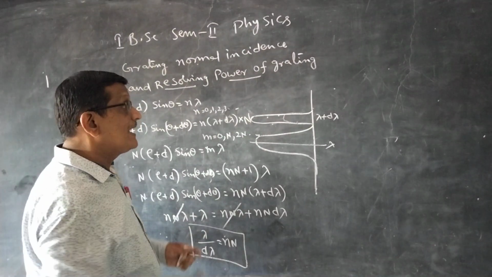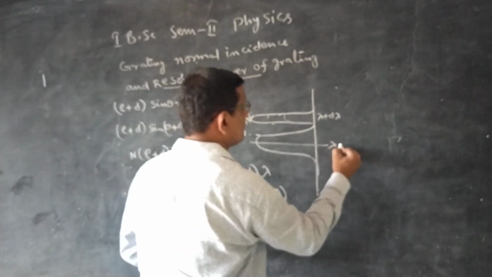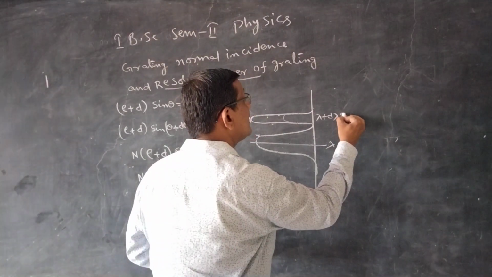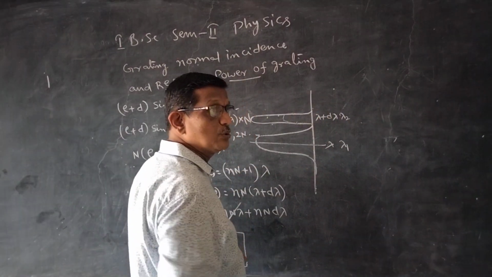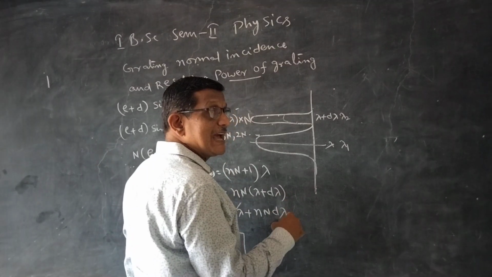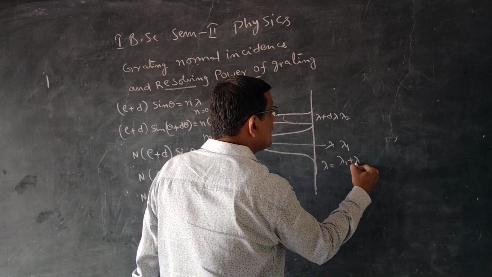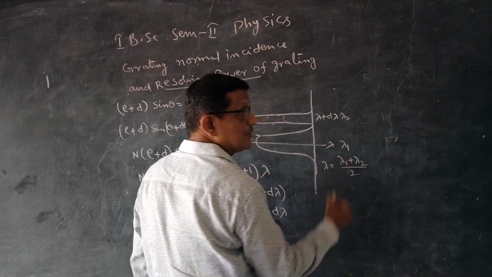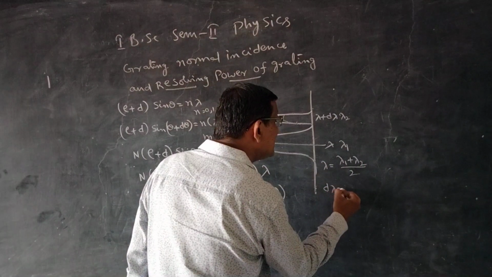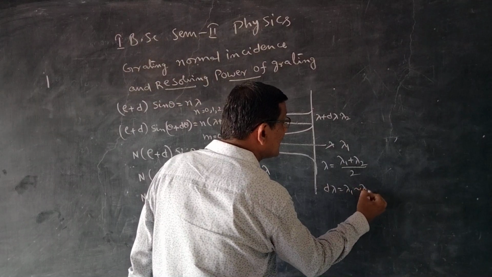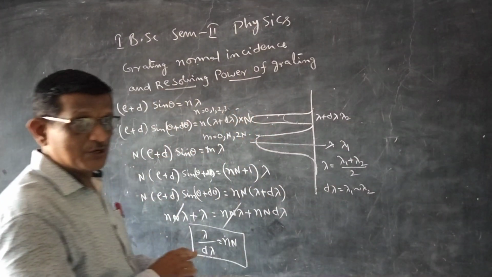What is lambda? Here, for one line, let the wavelength be lambda 1 and for another line, let the wavelength be lambda 2. Then lambda is the average of lambda 1 and lambda 2, that means lambda is equal to (lambda 1 plus lambda 2) by 2. What is d lambda? d lambda is the difference of wavelength between lambda 1 and lambda 2.